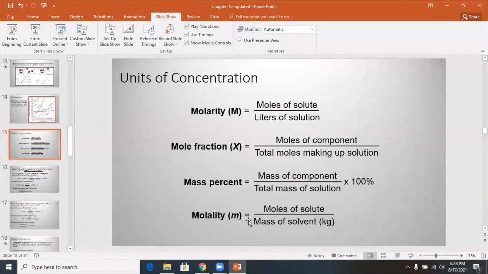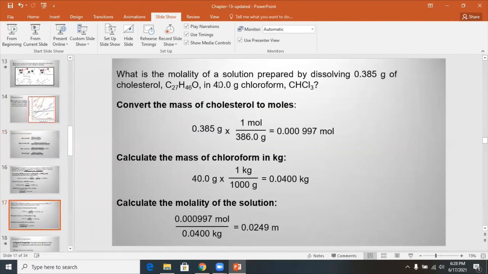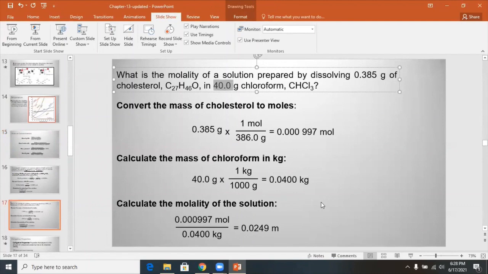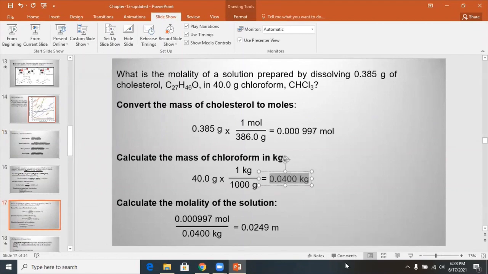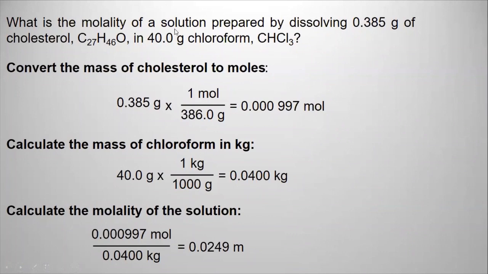What is the second part? Dividing by the mass of the solvent in kilograms. Do I have the mass of the solvent? Yes, the mass of the solvent is 40 grams. All I need is to divide by 1,000 to convert it to kilograms. So as I said, it's more straightforward. You already got the moles and the kilograms immediately from the information given in the problem. So one more time, it's asking for molality. Molality is moles of solute per kilogram of solvent.